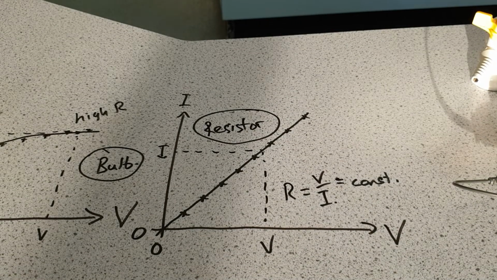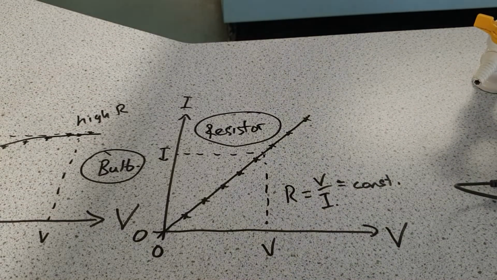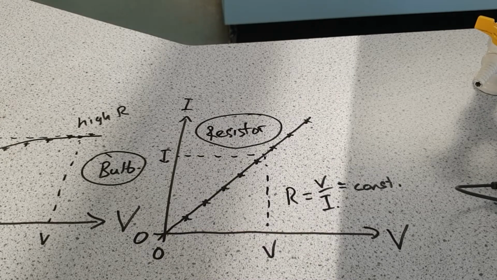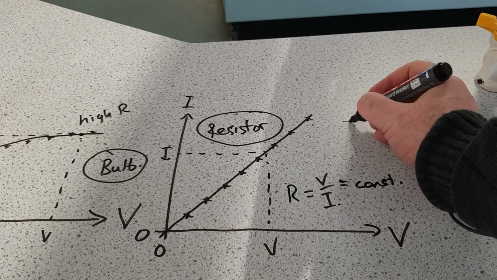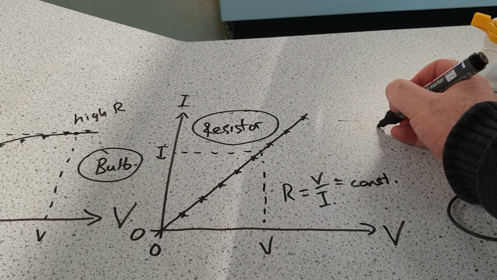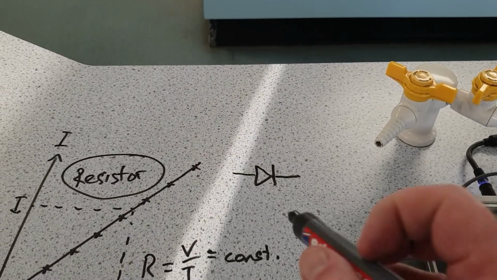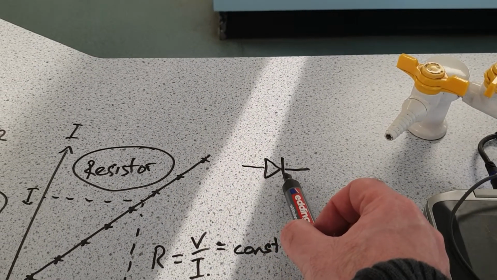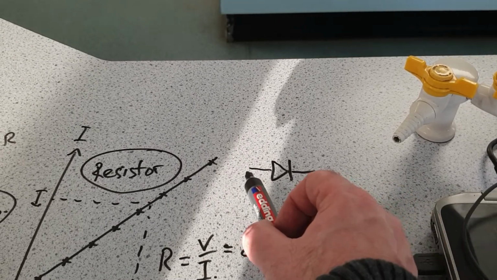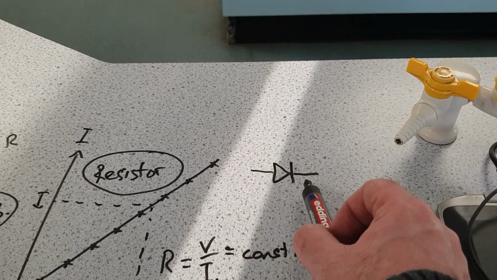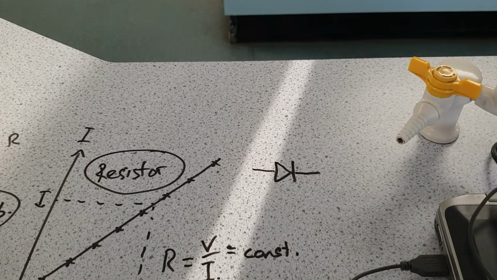There is a third component that you could do exactly the same experiment with, and this is a special type of component called a diode. Now, a diode belongs to a family of components which are called semiconductors. The symbol for a diode looks a bit like a sort of play stop button on an old video recorder. Basically, the symbol indicates in a very simple way how current behaves with a diode. Diodes only allow current to go through in one direction.